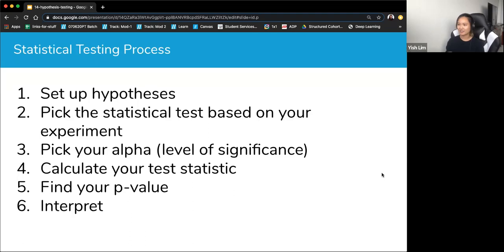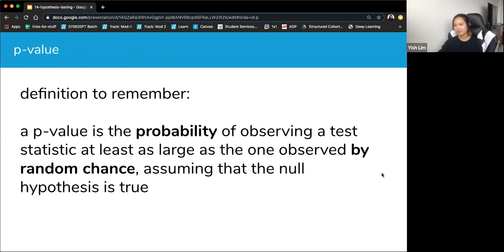So all right, to start, this is our statistical testing process. We're going to be using these processes in our next two tests that we're going to go through today. So first, before you even start calculating anything, you're going to set up your hypotheses, and then pick the statistical test, pick your alpha, and then you calculate your test statistic, find your p-value, and interpret. So we're going to take a little bit of a detour before we come back to testing. We're going to talk about p-values.